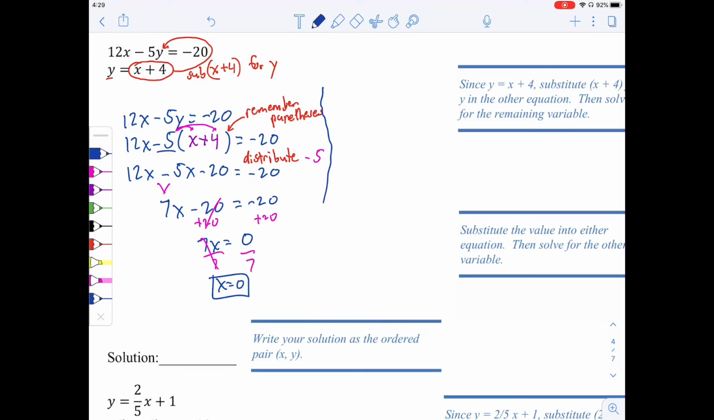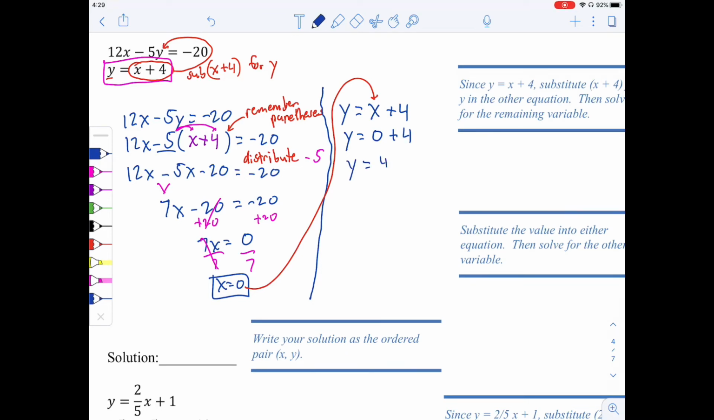All right, then we're going to take our x equals 0 and put it into our simpler equation. And this one looks like it's going to be that one. So we're going to use that one. So y equals x plus 4. Right, and we're taking this 0 and putting it in for x. So y is equal to 0 plus 4. Y equals 4. Right there. So we know our x is 0, y is 4. So our solution is 0, comma 4. Right, that's our xy.